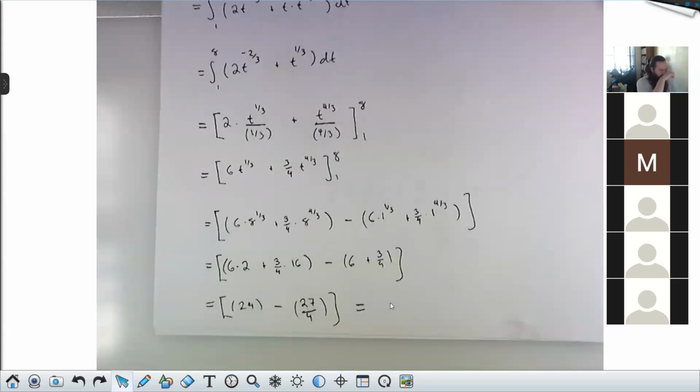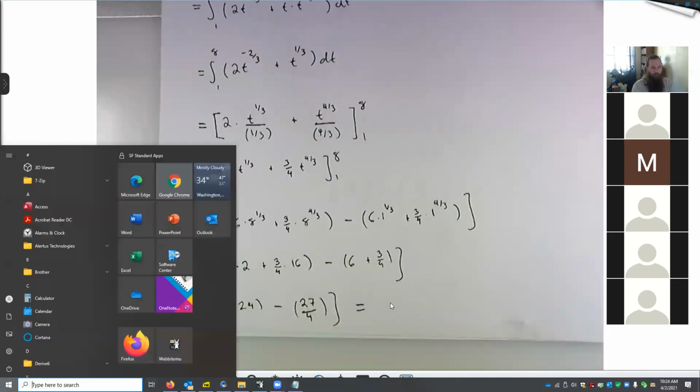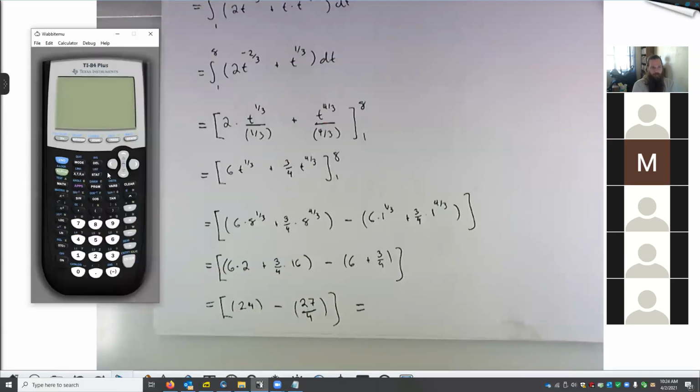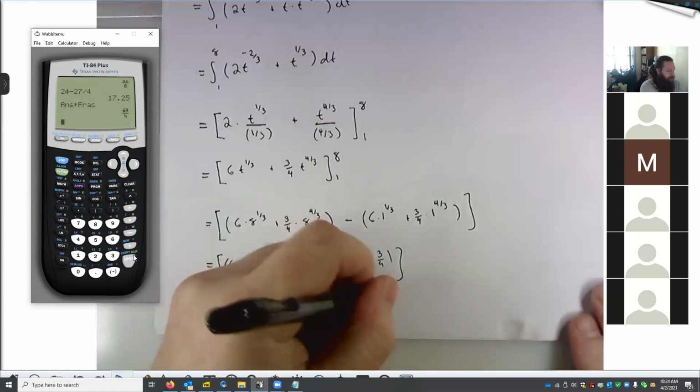And if you want to put those together, you could. 24 times 4 is 96. And 96 minus 27. We're having a calculator day today. It's Friday. My arithmetic skills are probably worse than yours. 69 fourths.